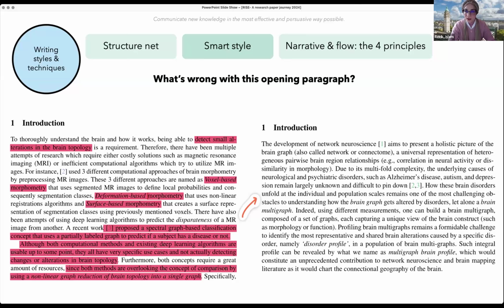Now, let's look at this rewriting. I would like you guys to take a minute, 2 minutes, and read this, and tell me if you understand what this is about.